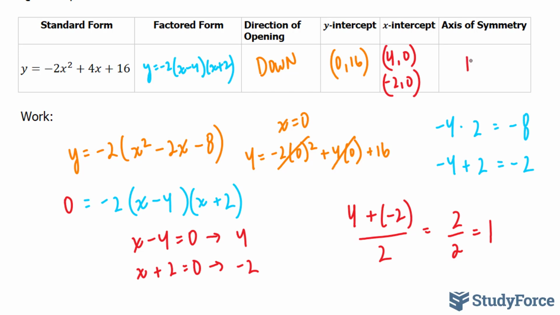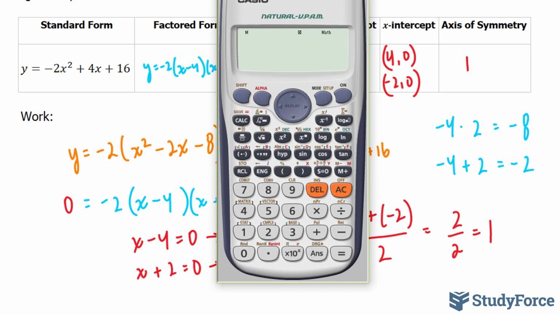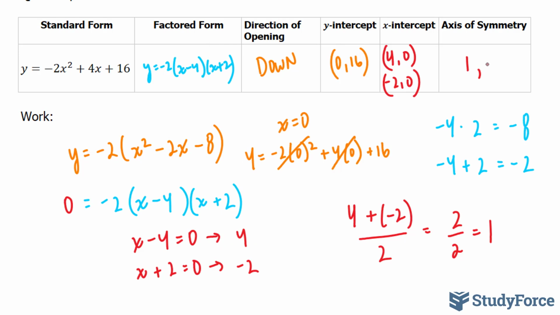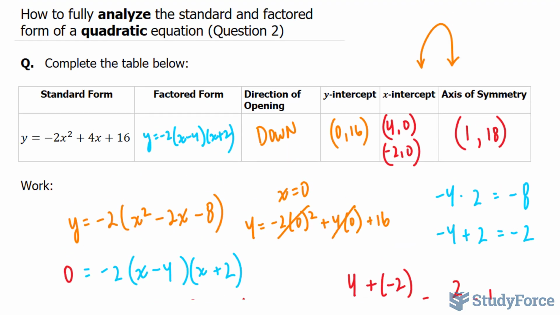Now it's important to mention that some teachers might also want the vertex. To find the vertex, you take your axis of symmetry and plug it into the standard form. So let's go ahead and do that, even though they're not asking for it. Negative 2 times 1 to the power of 2 plus 4 times 1 plus 16. And this gives us a y-coordinate of 18. And there is our vertex, and this is our axis of symmetry. So there you have it. That is how to fully analyze the standard and factored form of a quadratic equation.